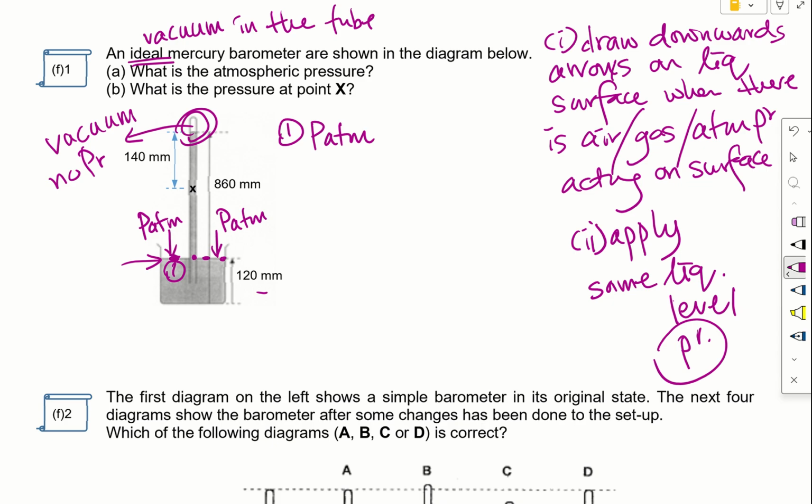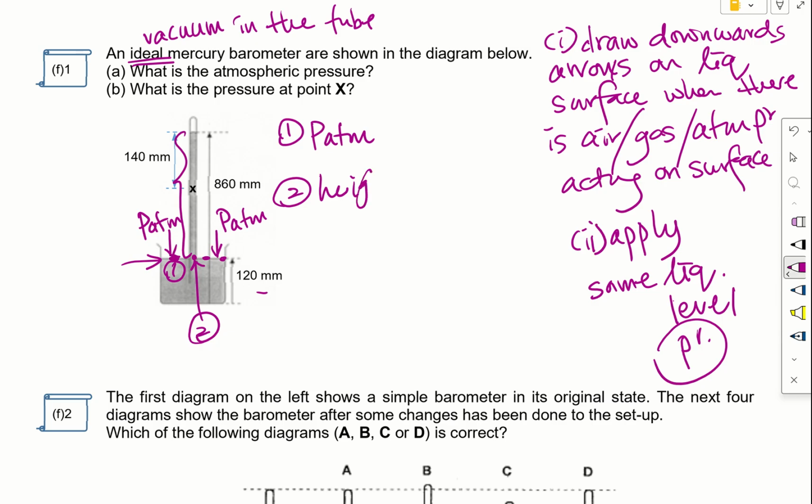Okay, and I'm going to talk about this point here being point number 2. The pressure at point number 2 is due to the height of liquid above it. It is this height of liquid above it, because the weight of this liquid column is acting on this point. So at point number 2, the pressure is due to the height of liquid column above it.